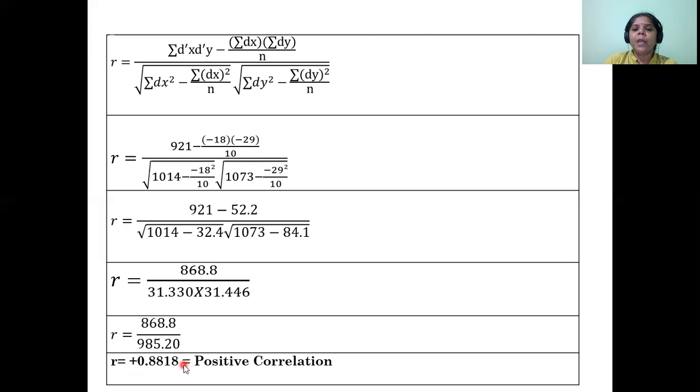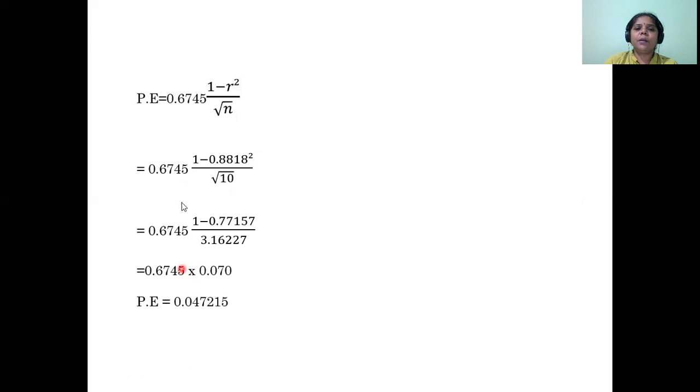Okay, students. Next, we will move on to probable error. So probable error is equal to 0.6745, which is a standard error, into 1 minus r square, where r means correlation, divided by root n. This is the formula for calculating probable error.